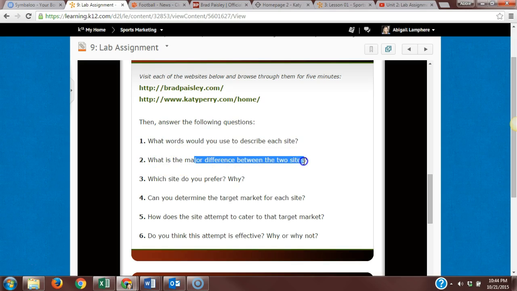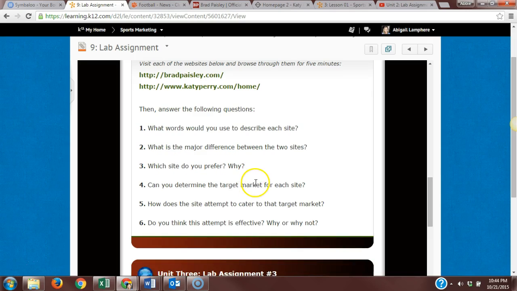What's the major difference between the two sites? Again, go into some detail. What site do you prefer? Why? So use, again, complete sentences.